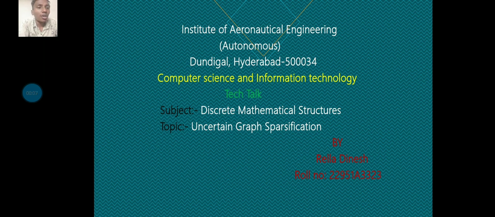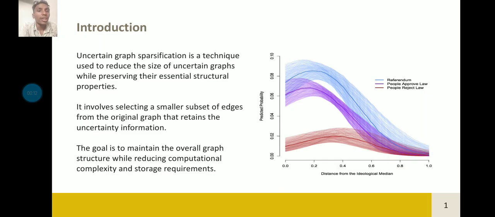My technical concept of discrete mathematical structures is uncertain graph specification. Let's see the introduction first. Uncertain graph specification is a technique used to reduce the size of an uncertain graph while preserving the essential structure properties. It involves selecting a smaller subset of edges from the original graph that retains the uncertainty information. The goal is to maintain the overall graph structure while reducing computational complexity and storage requirement.